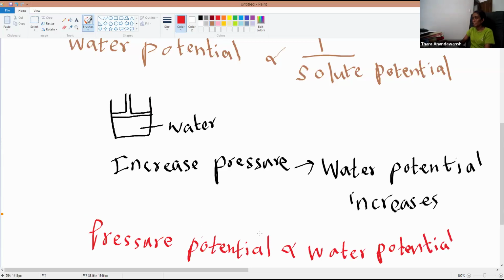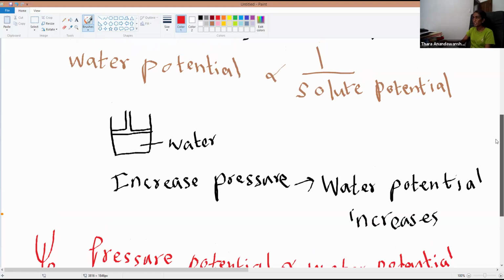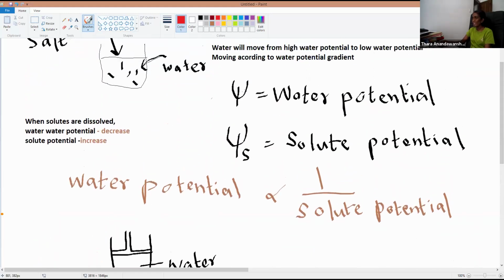Pressure potential, we usually denote as psi p. Meaning that this psi is sometimes seen in question papers and books as psi w. It's again water potential, but in your syllabus we will not be using it as psi w. We will just use psi, not psi w. Understood now? Okay? Got it?